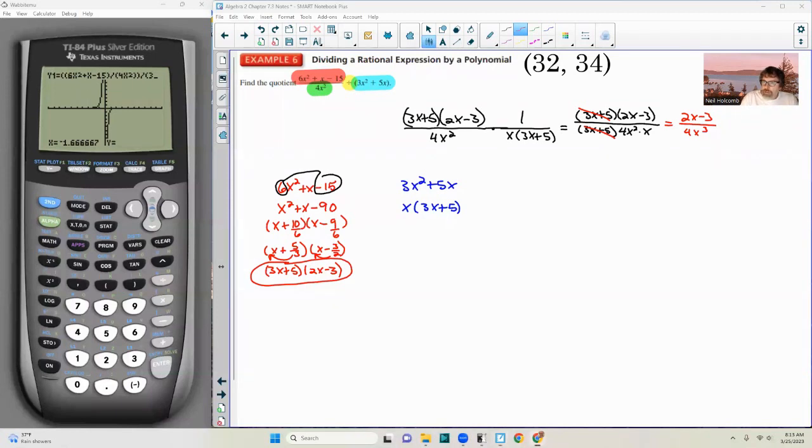Okay, so now I wanted to get the graphing calculator up because I wanted to show you something. So our answer is 2x minus 3 over 4x cubed. Okay, but there's a restriction on our domain. We have a vertical asymptote. I graphed this as the original. I put this in the calculator. So you can't see it all. Actually, you can when I hit graph.